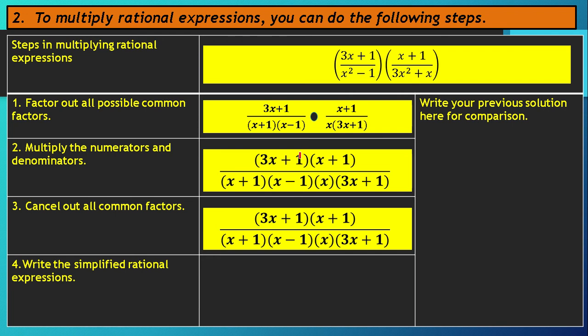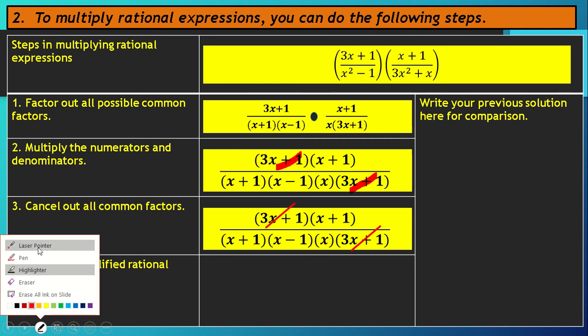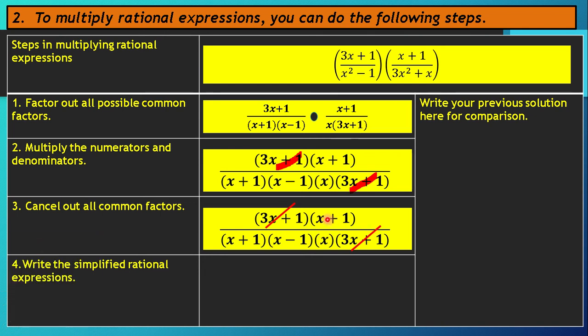Okay? So itong 3x plus 1, meron siya dyan. So i-cancel natin. Cancel. Itong x plus 1, meron din siya dito. Dito pala kasi yun. Yun. 3x plus 1, kakancel natin. Itong x plus 1, meron din siya dyan sa numerator at meron din sa denominator. So, cancel out yung mga yan.